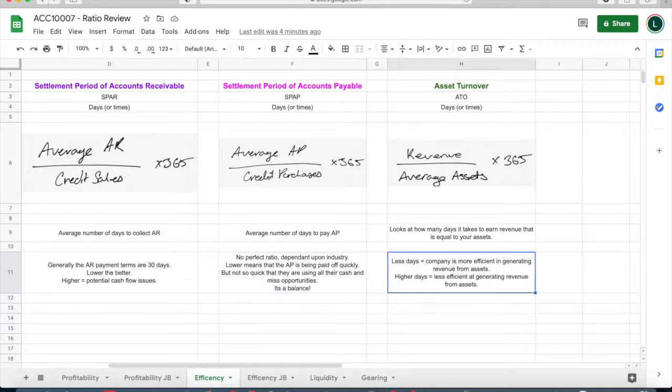Then we've got asset turnover over here. Again, fewer days means the company is more efficient in generating revenue from assets, and higher is the opposite. You're going to see a lot higher days in asset turnover. You're not going to see very low days here. It's generally going to be on the higher end, as you'll see in a minute. But you can always get more efficient, and fewer days is obviously a bit more enticing.